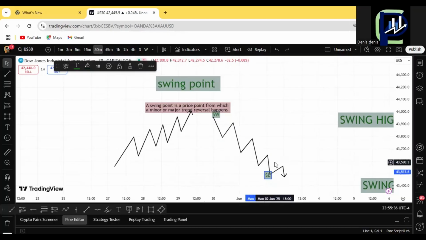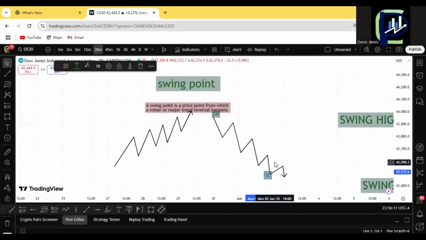Let's put it simple. A major swing point is a point on a higher time frame. A minor swing point is a swing point on a lower time frame. Because remember, we have so many time frames. So you can have from 1 minute to 1 month or to 10 months or 10 years. But the point is, as long as you're working with the lower time frames, we are going to have minor swing points. And if you're working with the higher time frames, we're going to look at major swing points.